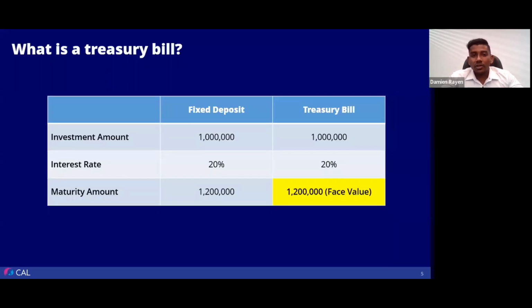So to take you through the basics, we'll be looking at two main forms of government securities. One is a treasury bill. The other one is a treasury bond. So a treasury bill is pretty much straightforward. A treasury bill is very similar to a fixed deposit.